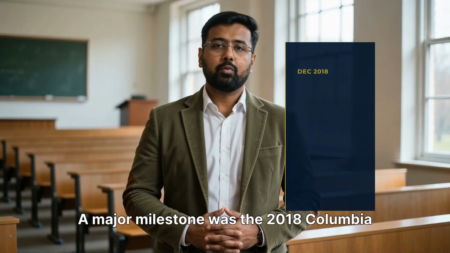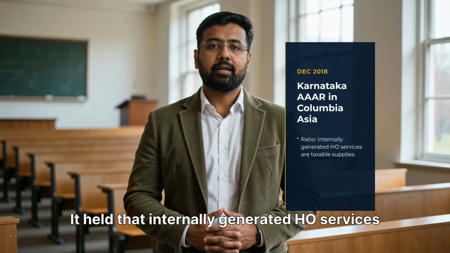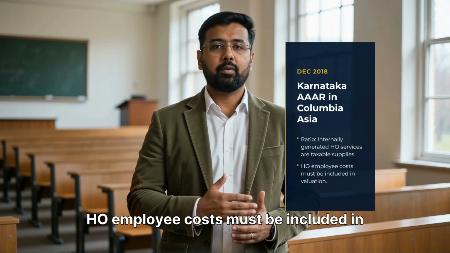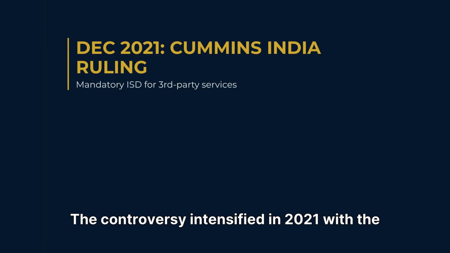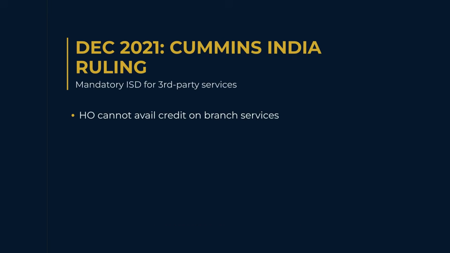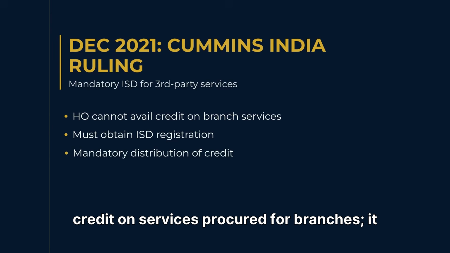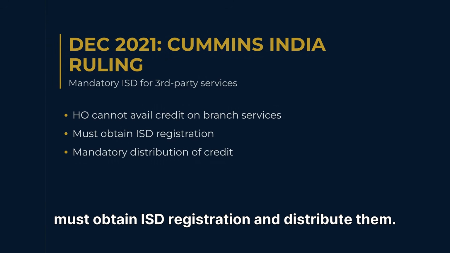A major milestone was the 2018 Columbia Asia ruling. It held that internally generated HO services to branches are taxable, and importantly, that HO employee costs must be included in the valuation. The controversy intensified in 2021 with the Cummins India ruling. It held that the HO cannot avail credit on services procured for branches. It must obtain ISD registration and distribute them.